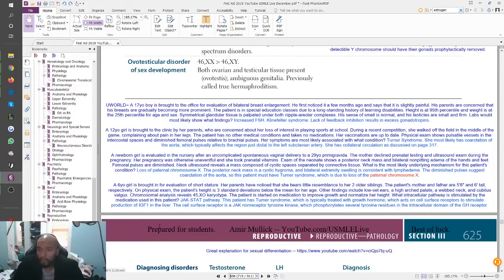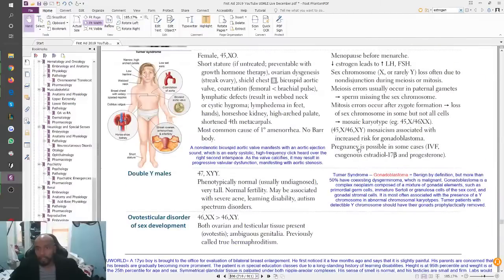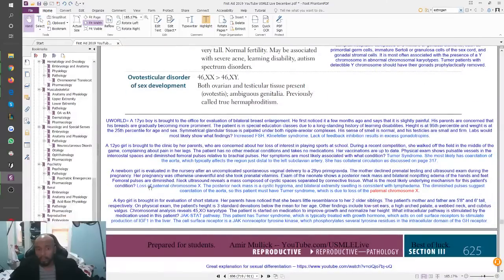What is the most likely underlying mechanism for this patient's condition, right? So they don't put Turner syndrome as an answer choice. They want to know the most likely mechanism. And they said it here, right? Meiosis errors usually occur in paternal gametes, right? You lose the paternal chromosome. So loss of paternal chromosome X was the correct answer, right? It could be loss of paternal chromosome Y too. The posterior neck mass is cystic hygroma, and bilateral extremity swelling is consistent with lymphedema. Diminished pulses suggest coarctation of the aorta, so this patient must have Turner syndrome, which is due to loss of the paternal chromosome, X or Y, doesn't matter. But the main thing is you lose the paternal chromosome.